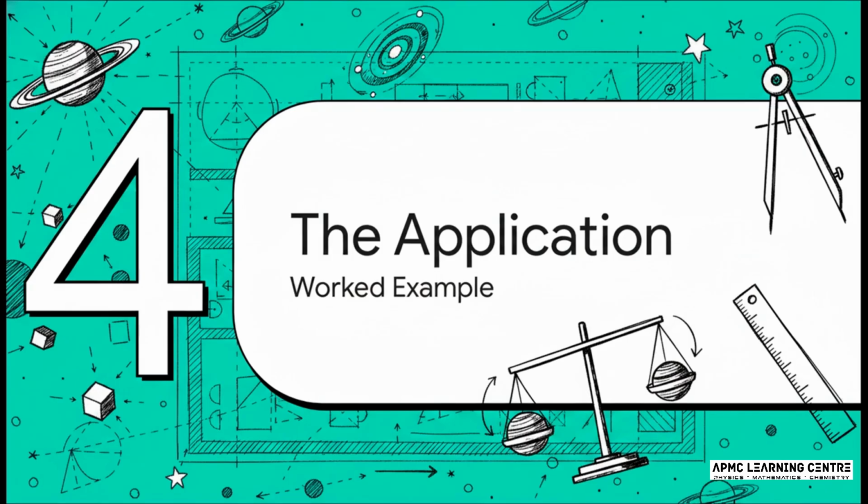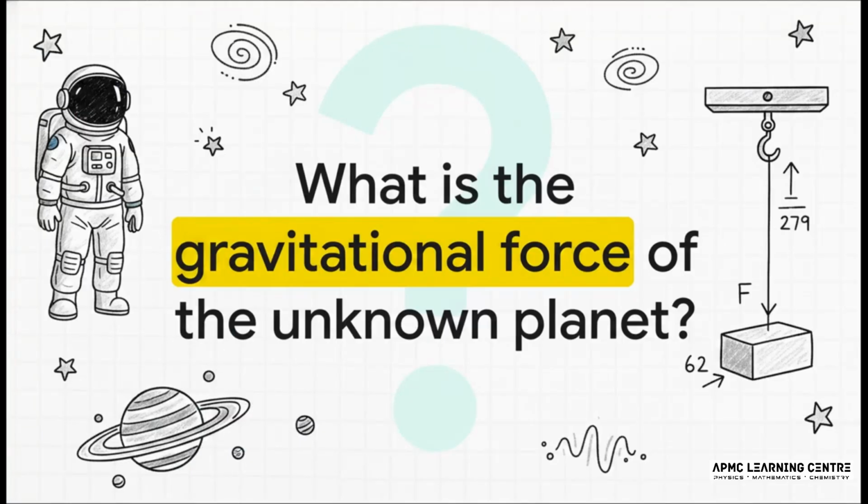And finally, Act 4, the application. Let's do a worked example. For this last part, I'm going to put you right into the role of a cosmic architect. Here is a mystery scenario derived straight from our source blueprint. Imagine an astronaut takes an object with a known absolute mass of 62 kilograms to a totally unknown, uncharted planet. They hang it on a spring balance, and the scale reads a weight of exactly 279 newtons. So based purely on those two numbers, what is the gravitational field strength of this alien world?